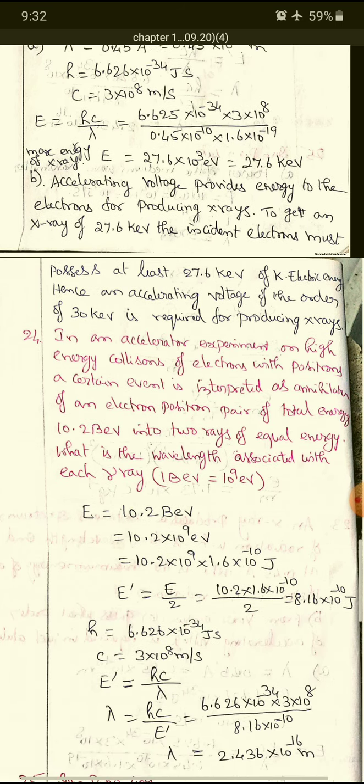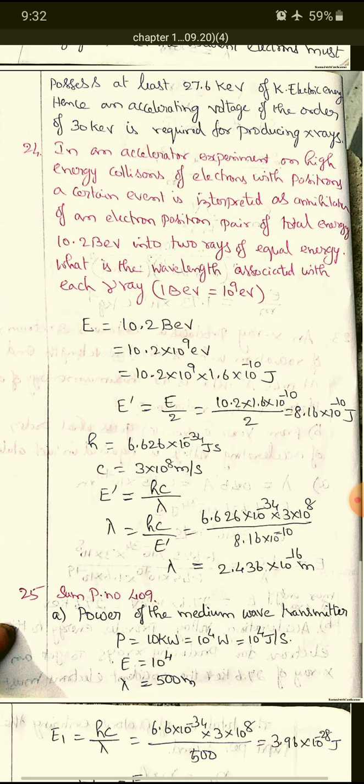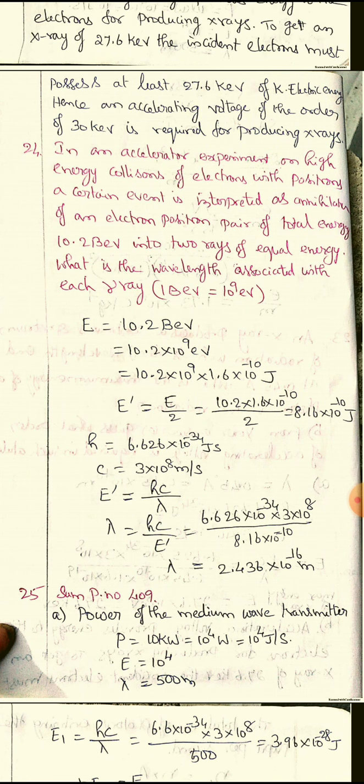Then we can go for the 24th sum. In an accelerator experiment on high energy collisions of electrons with positrons, a certain event is interpreted as annihilation of an electron-positron pair of total energy 10.2 BeV into two gamma rays of equal energy. What is the wavelength associated with each ray? 1 BeV is equal to 10 to the power of 9 electron volt.